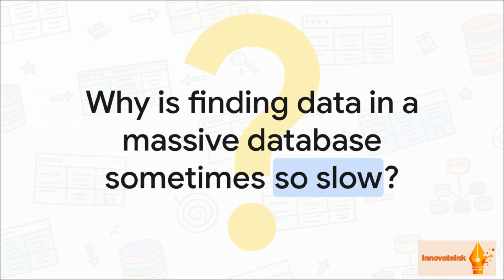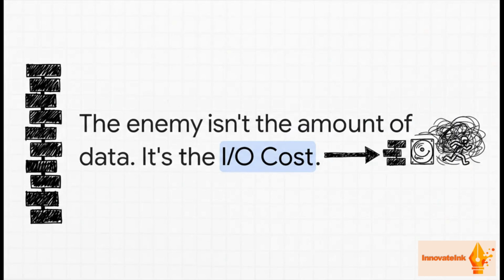It's something else entirely. Yeah, the true performance killer, the thing that slows everything down to a crawl, is something called I/O cost. It's not about how much data there is, but about how many times we have to physically go and fetch it from that slow spinning hard drive.